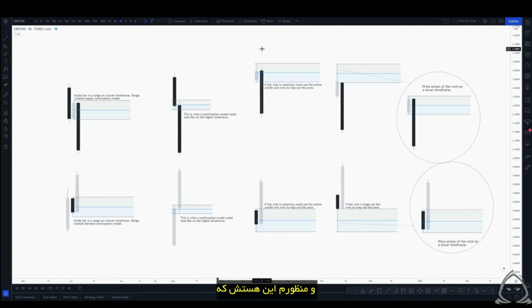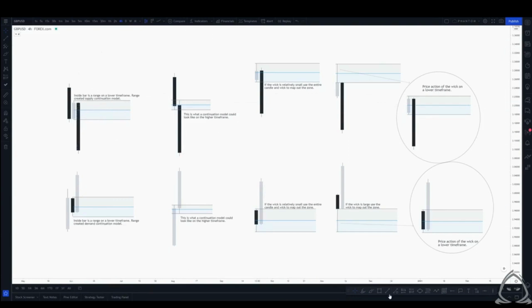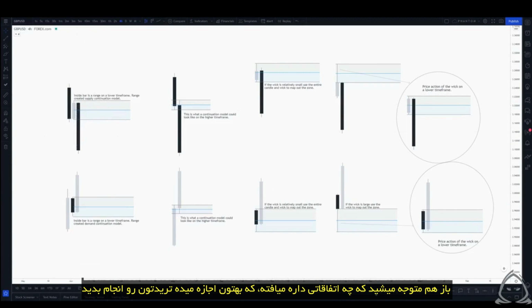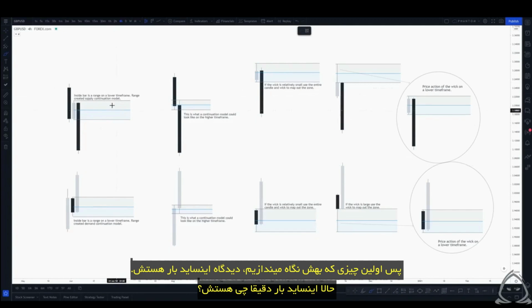What I mean by that is if any one of these three situations arises on, say, a 1 hour chart, and you're not comfortable going down to a 15, 5, or 1 minute chart, you'll still be able to understand what is happening on these charts, which will allow you to still progress within your trading, but not need to go down to those lower timeframes in order to take those particular setups. So the first thing that we're going to look at is the concept of inside bars.